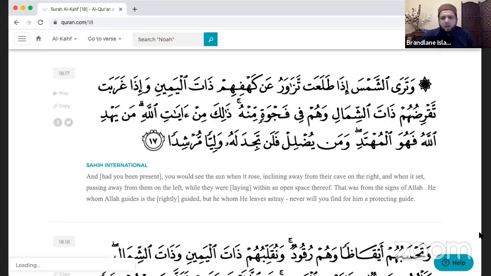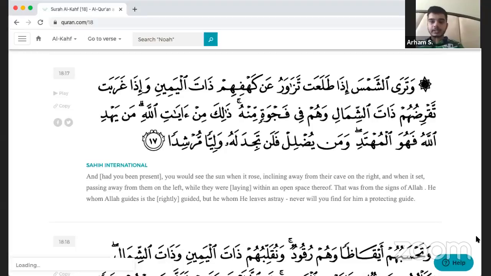Good. Okay, Arham, you can do the translation, please. You would see the sun when it rose, inclining away from their cave on the right, when it was set, passing away from them on the left, while they were laying within an open space thereof.